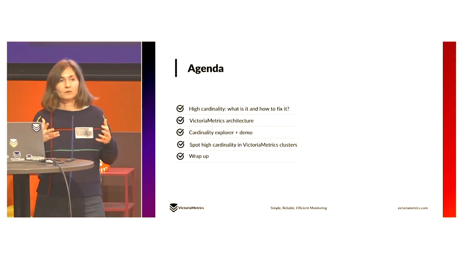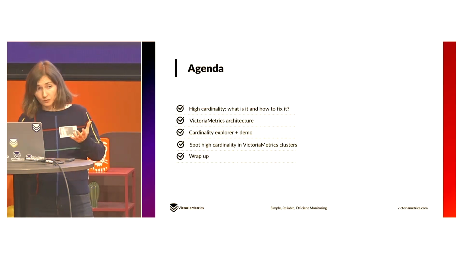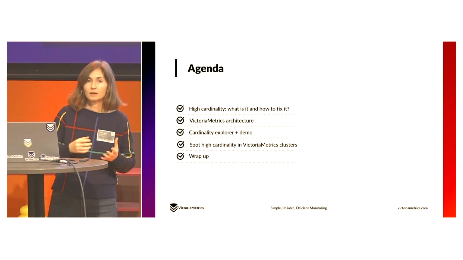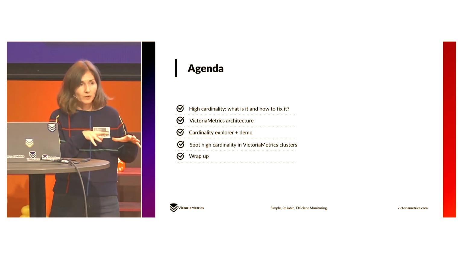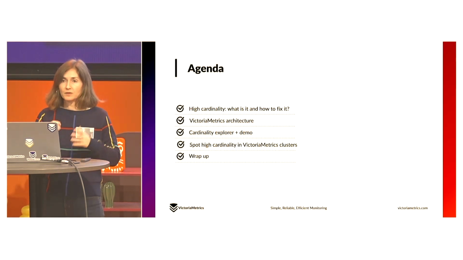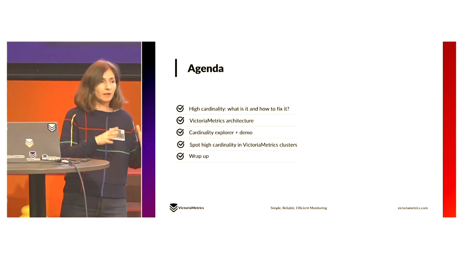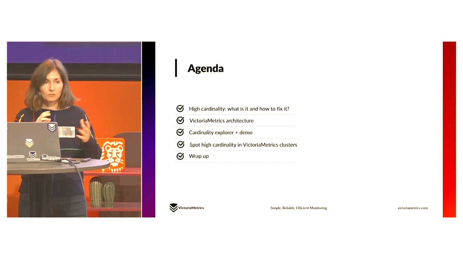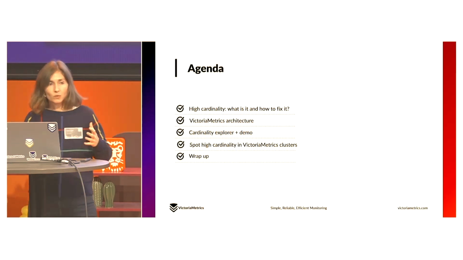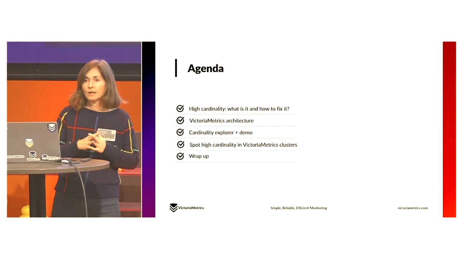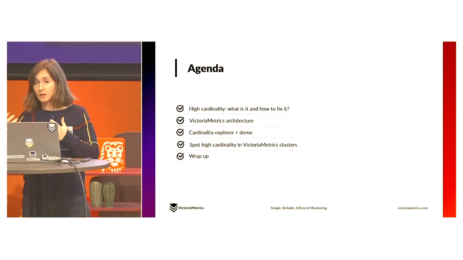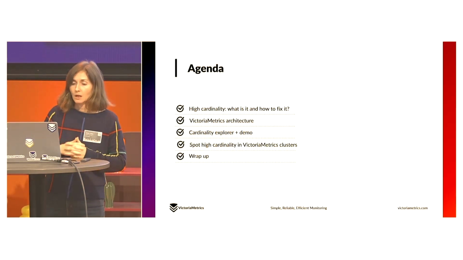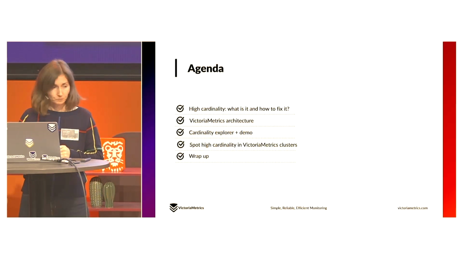What's on the agenda for today? We're going to see high cardinality, what it's all about, what the root causes are, and how to fix high cardinality. Then we're going to deep dive into the VictoriaMetrics architecture. We're going to see a demo of Cardinality Explorer, a feature from VictoriaMetrics. And then I'm going to show you some tips on dashboards using Grafana, how you can better investigate and determine high cardinality, and obviously wrap it up.